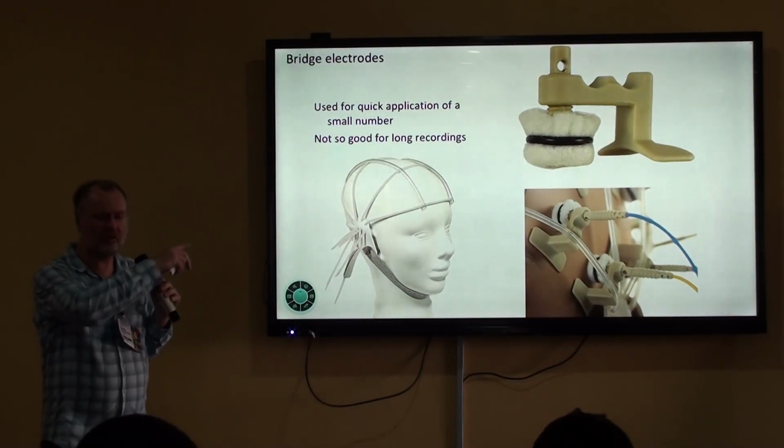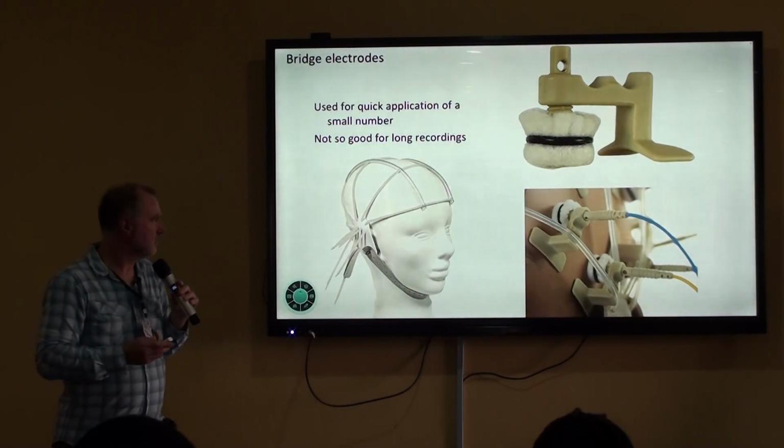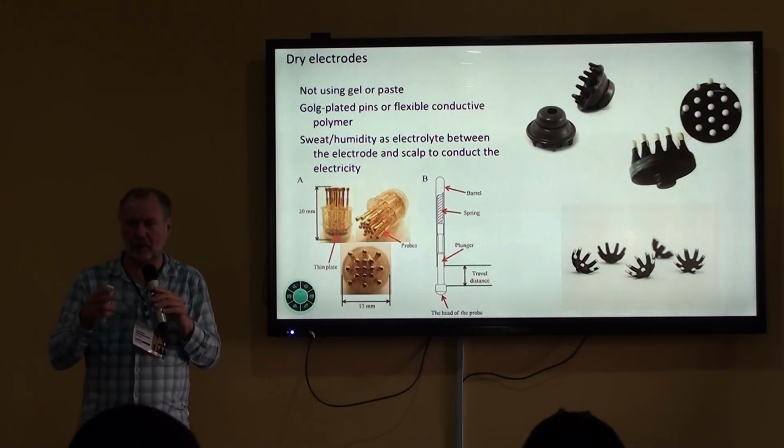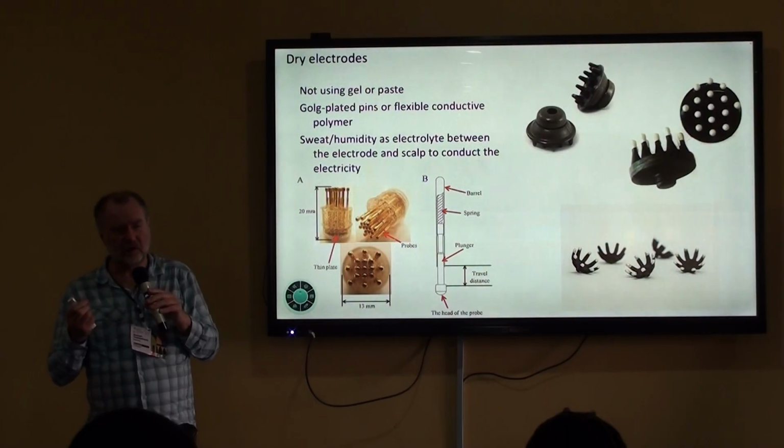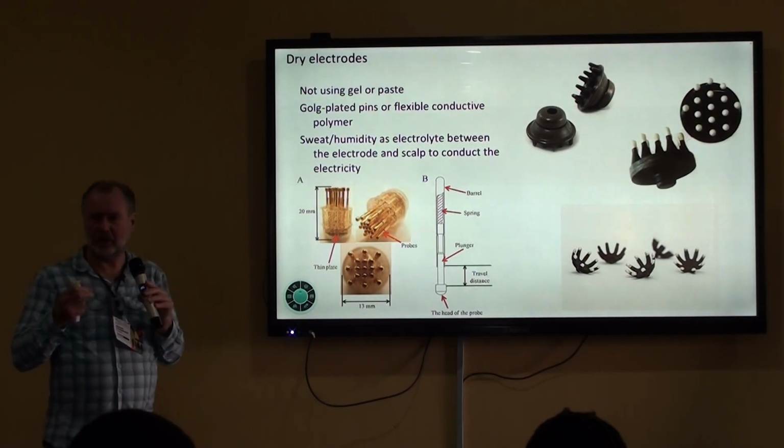But to be honest, I've never seen anyone use these. And then we have dry electrodes. And dry electrodes come in different generations.